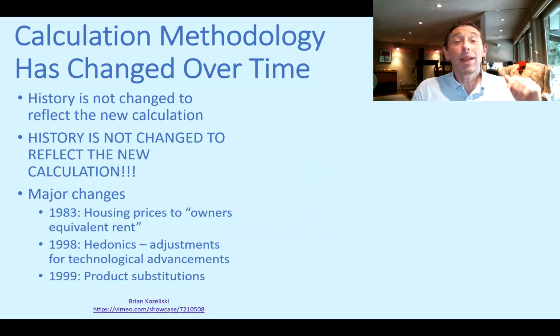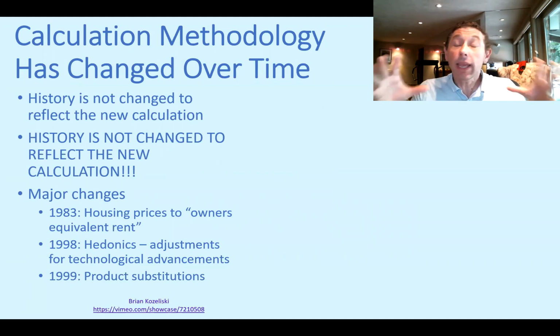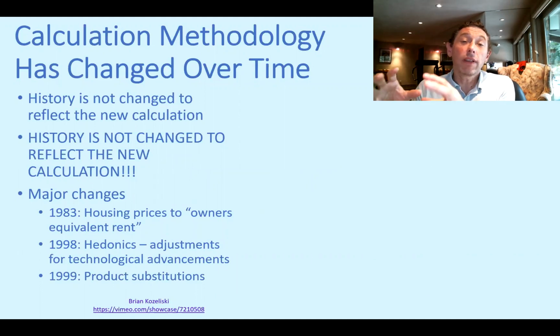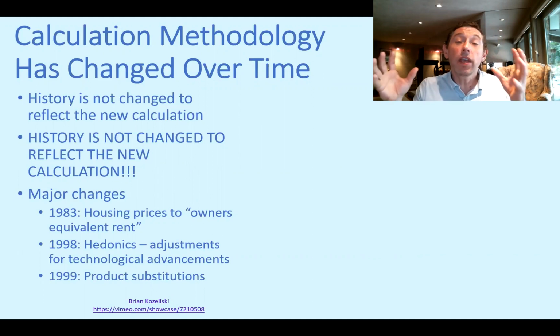All right. Well, the problem here is that the calculation methodology for inflation has changed over time, right? And the big problem is history is not changed to reflect the new calculation. Let me say that again. The historical inflation data is not changed to reflect the current methodology. So that means old data is using the old methodology and newly reported data is using the new methodology. This is insane. It drives me crazy. There have been three major changes.